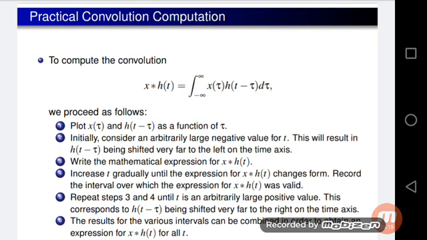Next one is practical convolution techniques. To compute the convolution, the formula is (x * h)(t), the integration from minus infinity to infinity of x(tau) h(t minus tau) d tau. We proceed by the following steps.